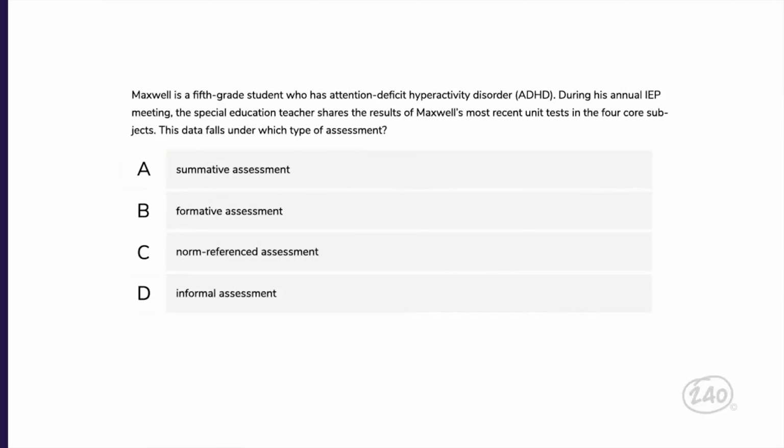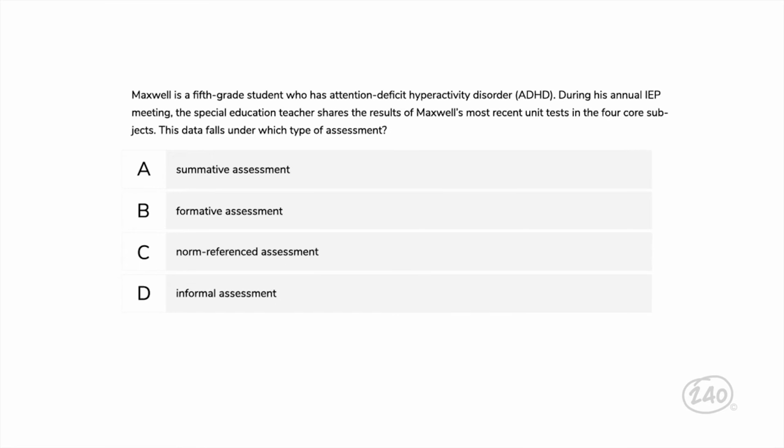Remember how I told you Competency 2 was about evaluation and assessment? Let's look at one of the ways it is reflected in a question. Maxwell is a 5th grade student who has attention deficit hyperactivity disorder, also referred to as ADHD. During his annual IEP meeting, the special education teacher shares the results of Maxwell's most recent unit tests in the 4 core subjects.